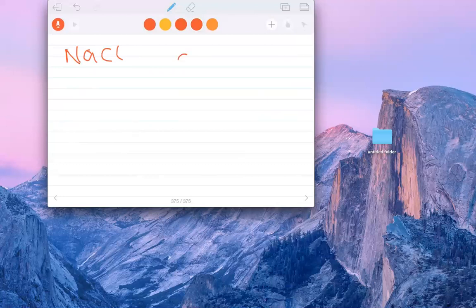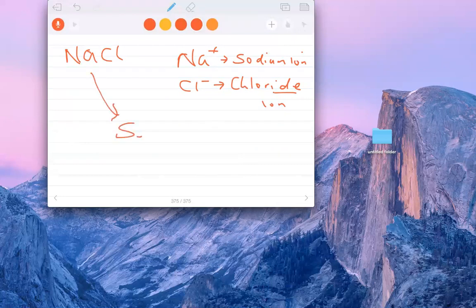Understand that this is called sodium what? Sodium ion. And this is chlorine, but we change the ending to chloride, IDE ion. So instead of using the word ion, we say sodium chloride. You should be able to name the cation and the anion in order to name the compound.